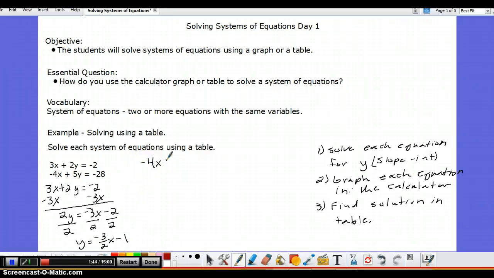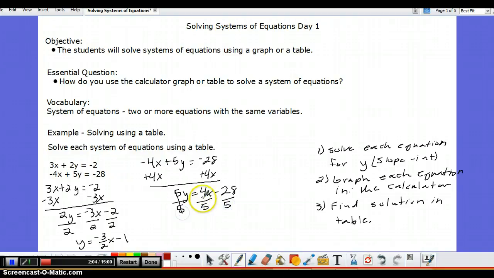Now we have negative 4x plus 5y equals negative 28. So I'm going to add 4x to both sides. That gives me 5y equals 4x minus 28. Divide by 5. What you should notice is 5 doesn't go into 4 and 5 doesn't go into 28. So we have y equals 4 over 5 x minus 28 over 5.